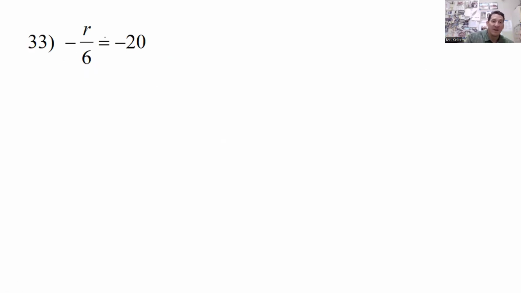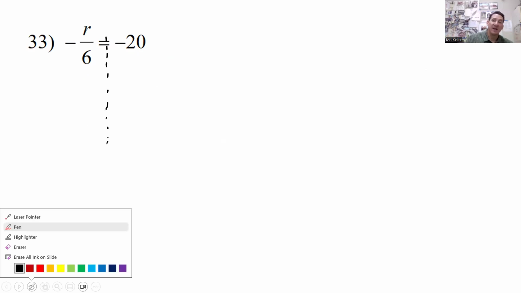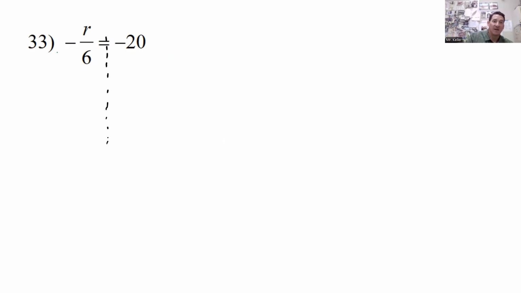Here, be careful with the negatives. So this is -r divided by 6. So I need to eliminate the negative and the 6. So I'm going to multiply both sides by -6. So -6 times -r divided by -6 cancels out. And I have r is equal to -20 times -6. Again, be careful with the negatives. You get a positive 120.